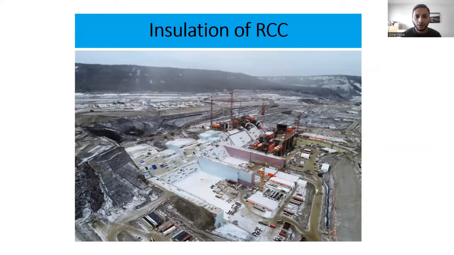Insulation. So you can see in this picture, this buttress has just been made, and following the construction, the winter came and you see lots of snow. So it's very cold on the surface and hot, still maturing inside. We needed to make sure this RCC is not cracking sporadically. So we need to control the temperature, and we want to control the dissipation of energy.